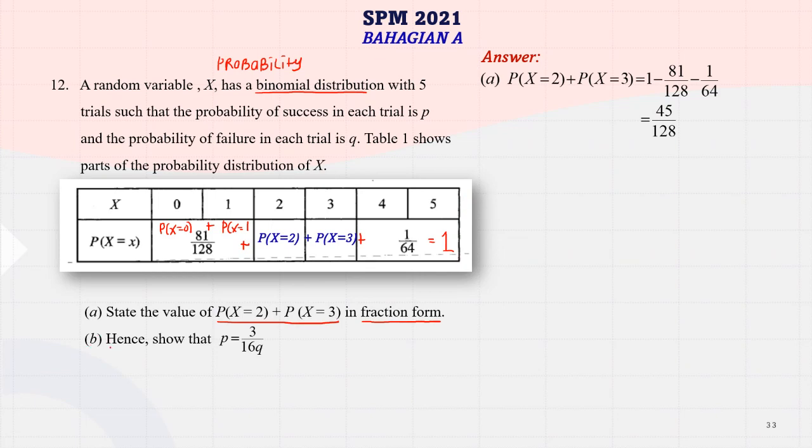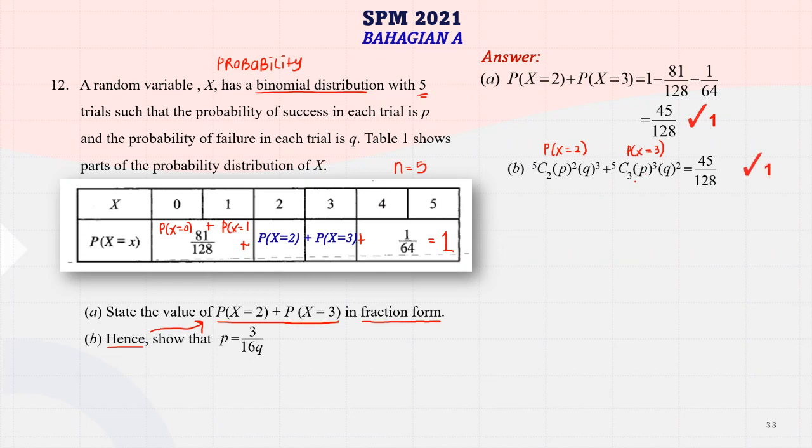And then ada perkataan sini yang B pula. Hence, show that P is equals to 3/16 over Q. Bila kata hence ni, we have to use the previous answer just now that we find in order for us to prove this one. So tak boleh guna selain daripada yang tu. Okay, now kita guna apa? And kita tahu yang ini we have N. This is N is equals to 5, right? 5 trials. So yang ini adalah N dia 2 lah kat situ R dia. So 5, this is P, X is equals to 2. Yang ni P, X is equals to 3. So kita gunakan formula yang ini.